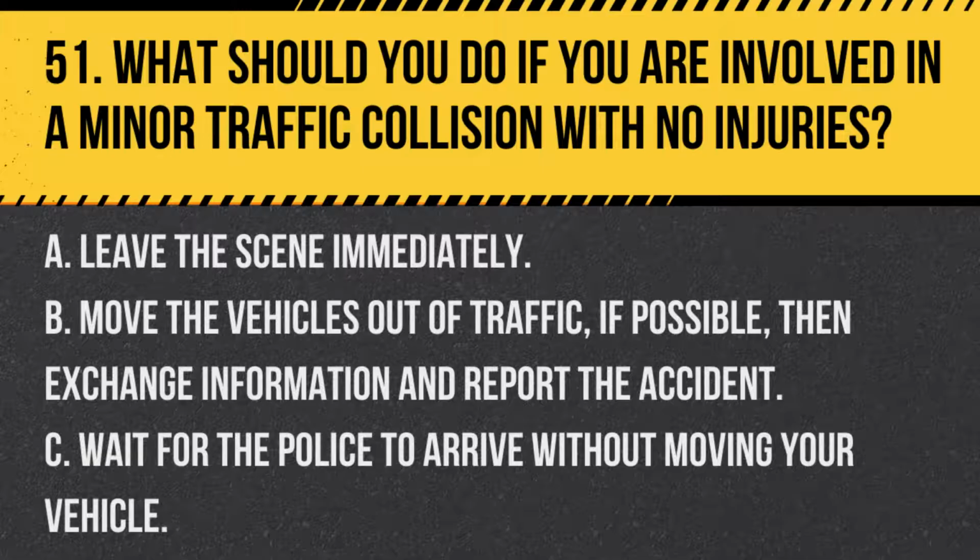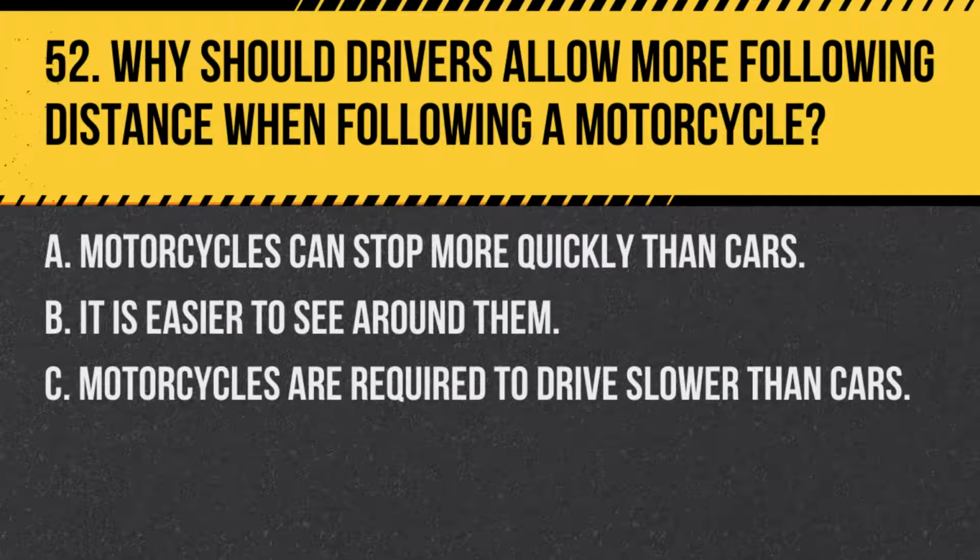Answer. B. Move the vehicles out of traffic, if possible, then exchange information and report the accident. This helps prevent further incidents and facilitates the exchange of necessary information. Question 52. Why should drivers allow more following distance when following a motorcycle? A. Motorcycles can stop more quickly than cars. B. It is easier to see around them. C. Motorcycles are required to drive slower than cars.